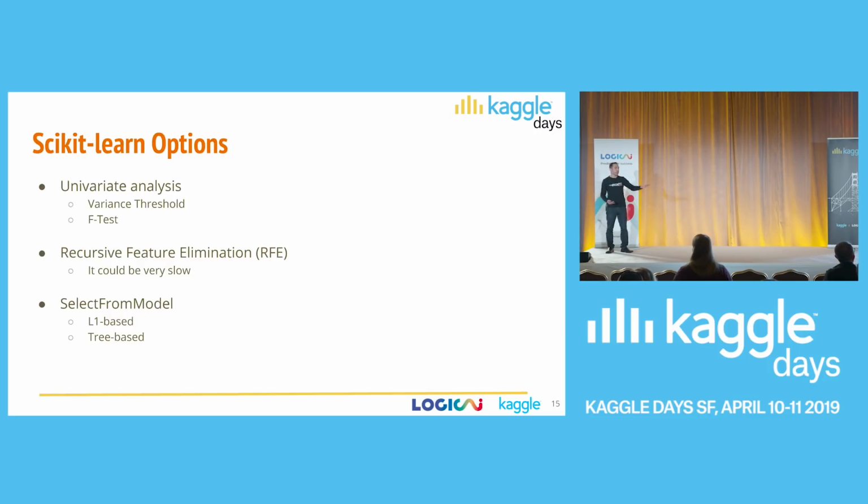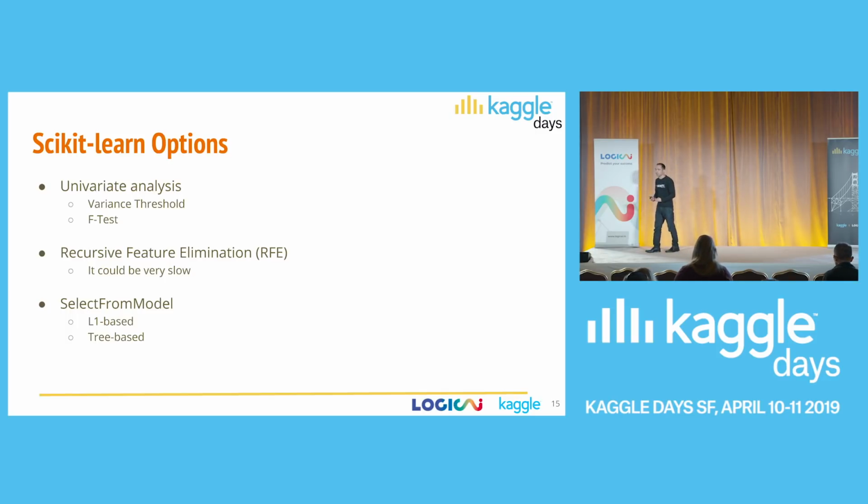And scikit-learn already comes with many options for you to use. Some of those are very simple, like univariate analysis, variance threshold. If you have a constant feature, you probably don't want to put it there. We have the F-test, which is the ANOVA test within your classes. RFE, which is one of my favorite ones. It is kind of slow, but it usually gives you good results.